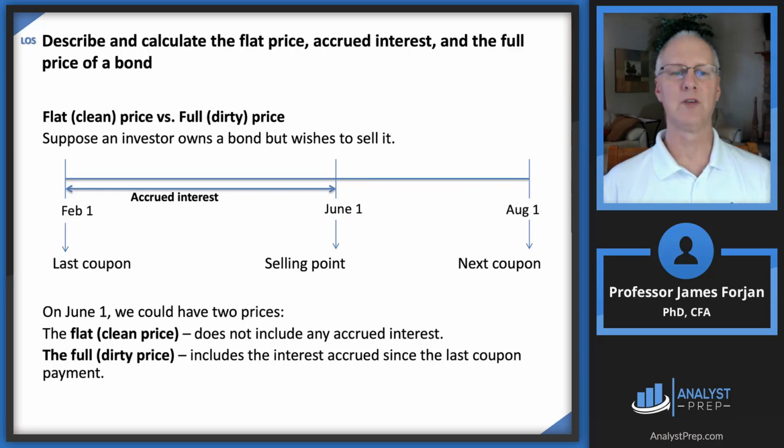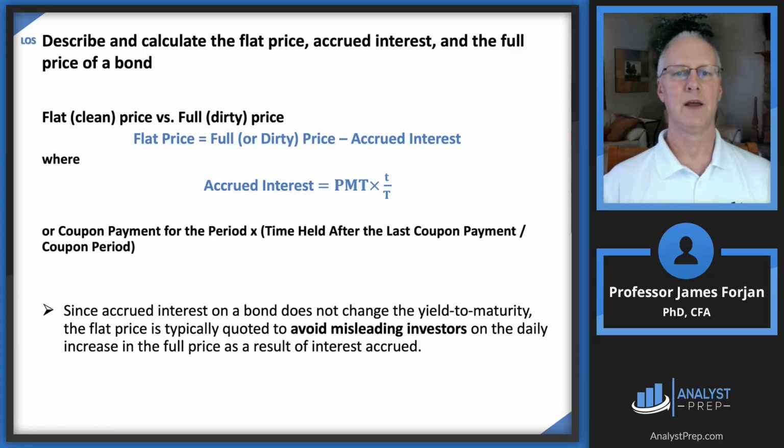All right, so let's define these two prices. The flat or clean price is the price that does not include any accrued interest, but the full or dirty price includes the interest accrued since the last coupon payment. And there's a good formula right in the middle there. Accrued interest is simply the coupon payment, adjusted for time. Small t is the time period from the previous payment up until today's date, and big T is the entire period. So that lowercase t divided by the uppercase T is really just a fraction of that time period.